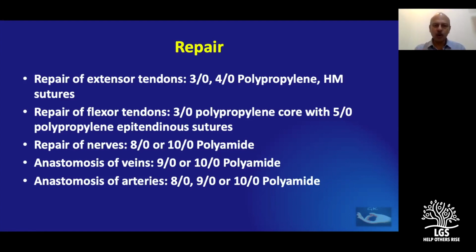Now you brought the bone in, you brought the amputated part in, you have fixed it, and now you need to do the repair. What is the sequence of repair? Usually the extensor tendons are done first. 3-0, 4-0 polypropylene can be used using horizontal mattress sutures. Why extensor tendons first? There is no particular reason. But after doing the extensor tendons, you come to the volar side, and you do the flexor tendons, then you do the veins again on the dorsal, then come back to the volar side when you do the nerves and you do the arteries.